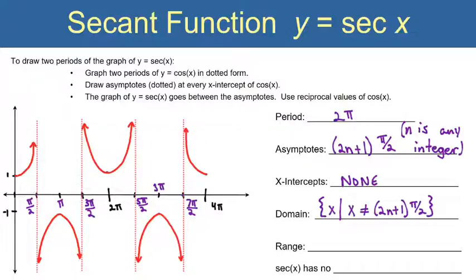Okay, range. It's the same as the cosecant range. We have this lower branch that goes from -infinity to -1, and we have these upper branches that go from 1 to positive infinity. And just like cosecant and tangent and cotangent, secant has no amplitude.